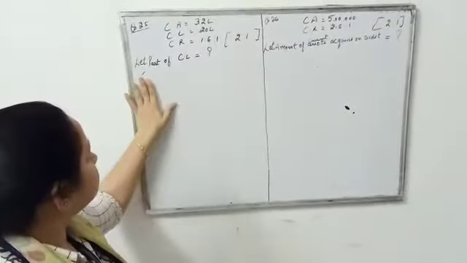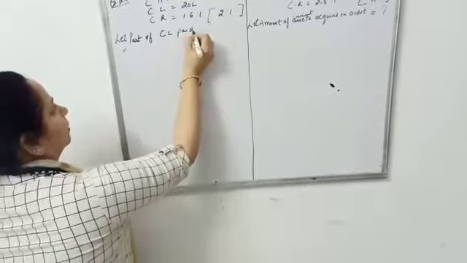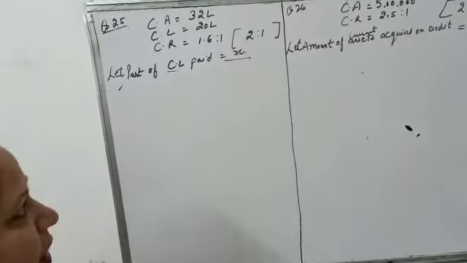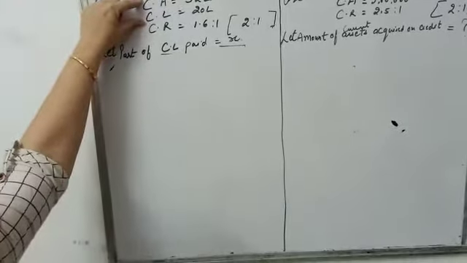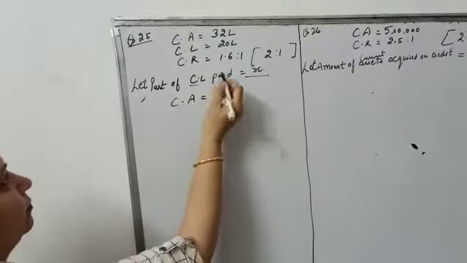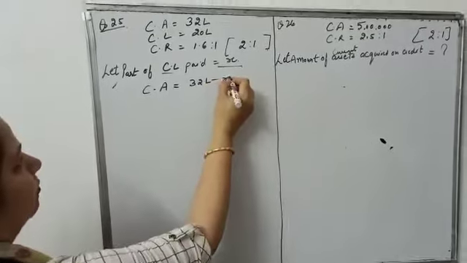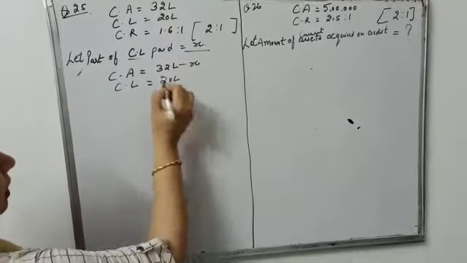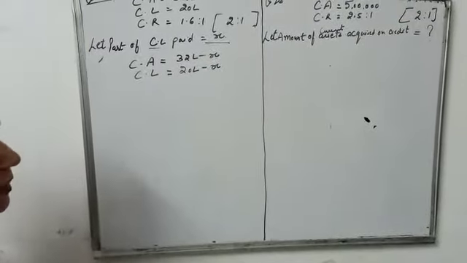So let the part of current liabilities paid be X. Suppose X amount of liabilities have been paid, then what will be the effect on the current assets as well as the current liabilities? Our current assets, if the liabilities are paid, then cash will be decreased, so minus X. And if 20 lakh liabilities are there and the amount paid is X, then our liabilities will also be decreased.